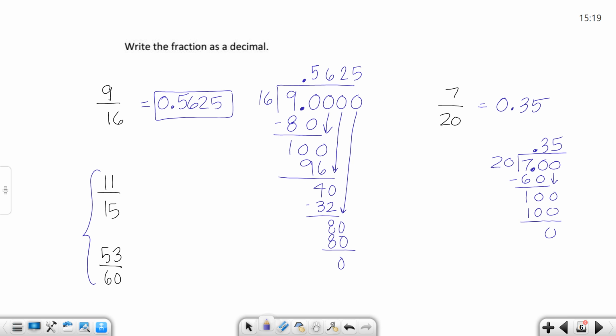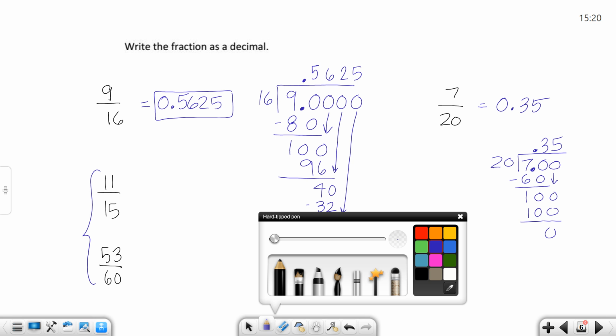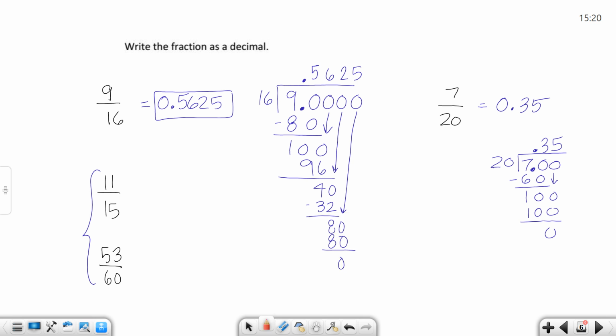Now, there's another way to do it if it's close to a multiple or can be written as a multiple of 100. Let me show you this way. Now, this only works when this number is easily turned into 100. And this 20 here is easily turned into 100 because I can multiply it by 5, right? So if I can easily get a common denominator that's a power of 10, that's what I want to do. So if I multiply by 5 on the bottom, I get 100. And if I multiply by 5 on the top, I get 35. Well, that's 35 divided by 100.